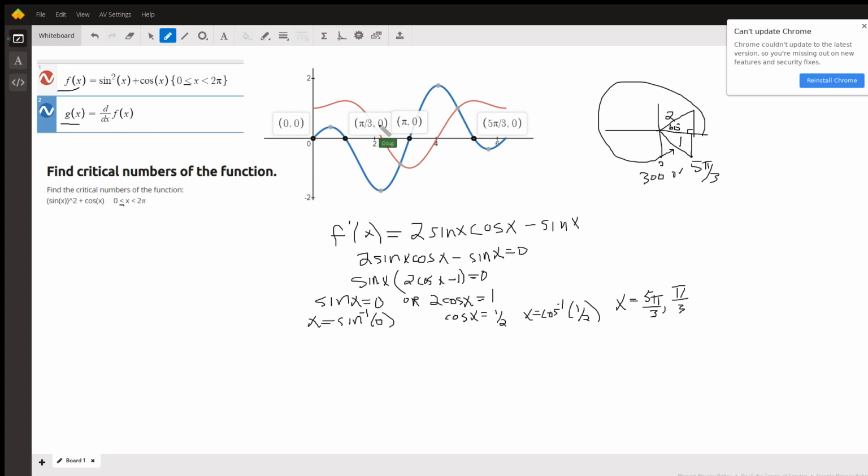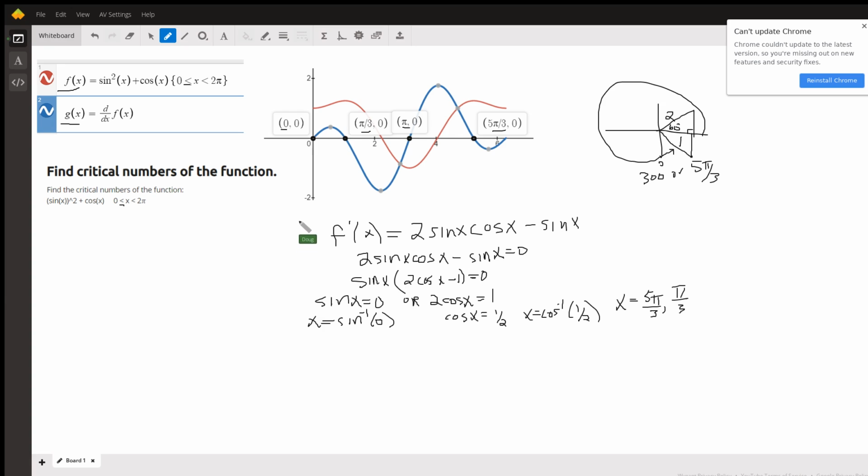This red graph is the graph of the original function. The blue graph is the graph of the derivative. And these points right here are where the first derivative is equal to 0. So you can see that when x is 0, pi over 3, pi, or 5 pi over 3, the first derivative is equal to 0. And those are what we call the critical numbers for the function.